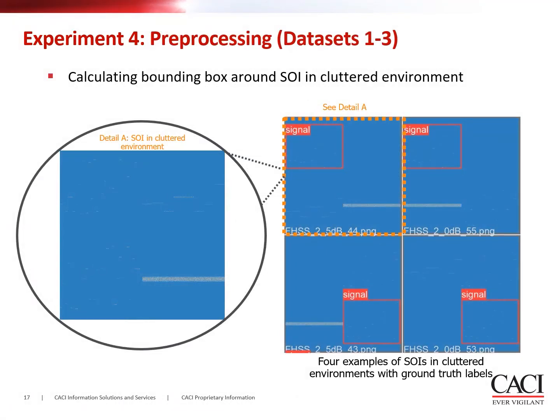Detail A on the left shows an example of a signal of interest in a cluttered environment as described in dataset 2. The image on the right shows 4 examples of the ground truth bounding box labels around the signal of interest in the described environment.